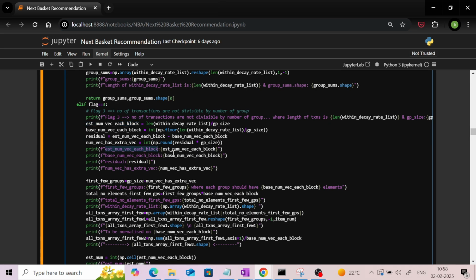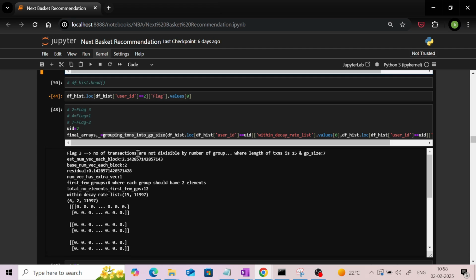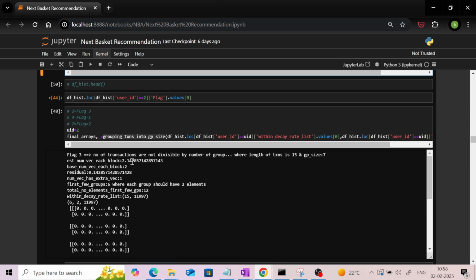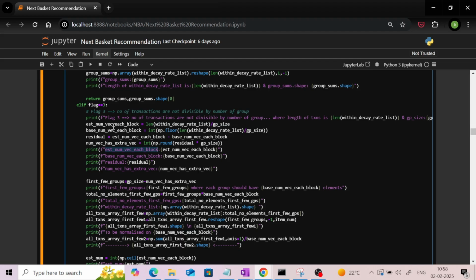If you see, we are printing it over here. Let's have a look at it. The estimated number of vectors in each block is 2.14. So basically it says approximately how many transactions should be present in each of the groups if divided equally.